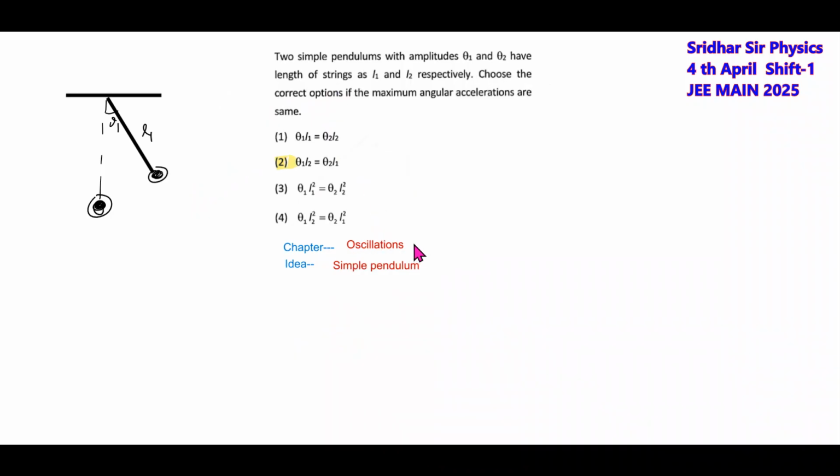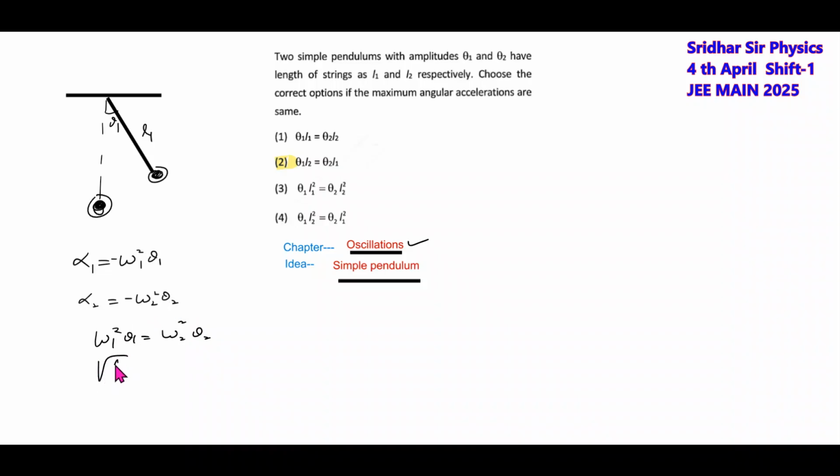Okay, kids, this question is based on oscillations, SHM, the idea of the simple pendulum. Two simple pendulums with amplitudes theta 1, theta 2 have string lengths L1, L2 respectively. Choose the correct options if the maximum angular accelerations are the same. Now we know the acceleration will be proportional to angular displacement. Similarly, alpha 2 equals minus omega 2 square theta 2. This is the angular frequency, not angular velocity. These two are equal, so omega 1 square theta 1 equals omega 2 square theta 2.